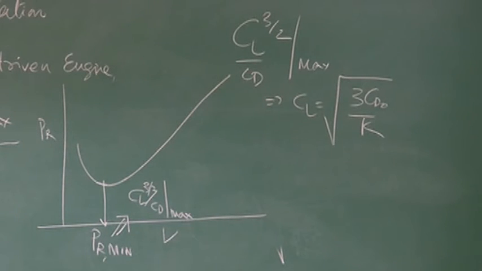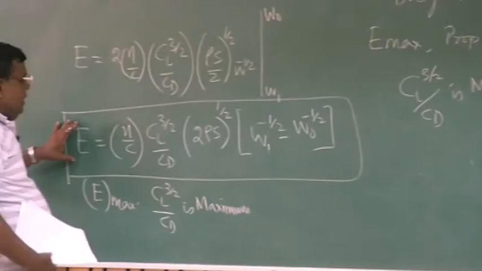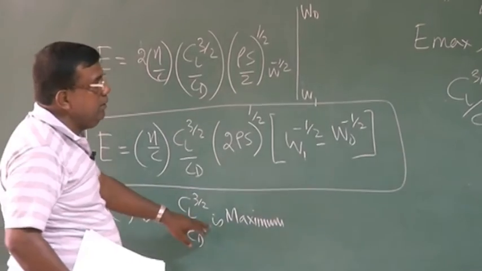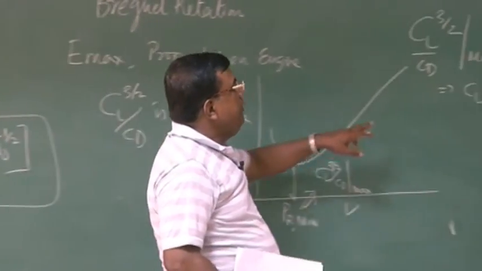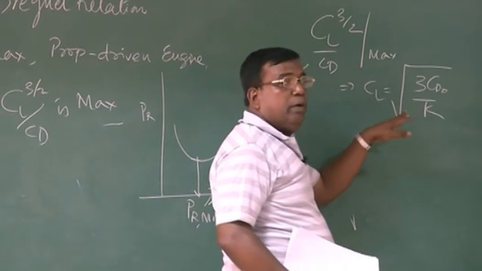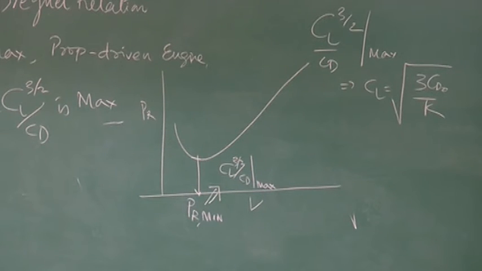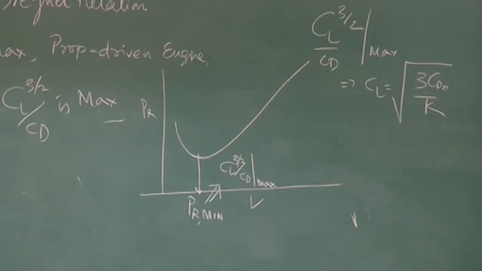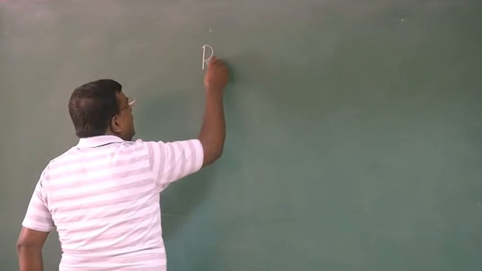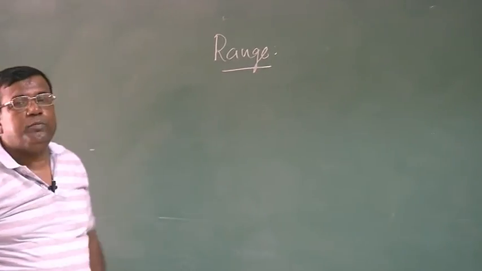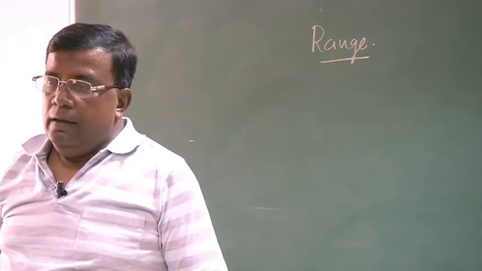So this is clear. Again, I come back here. If I want to have Emax, I need to fly such that CL^(3/2)/CD is maximum. That in turn means I am flying at CL equal to the square root of 3 CD0 by K. And this is strictly for propeller driven IC engine aircraft. Now from endurance, we go to range. This is again range for which type of aircraft? This is piston driven, propeller driven IC engine aircraft, right?